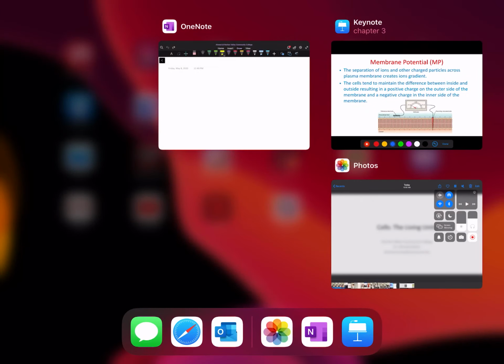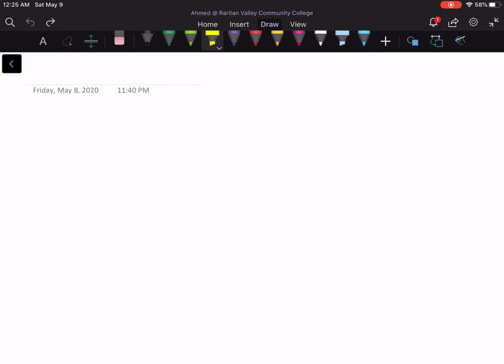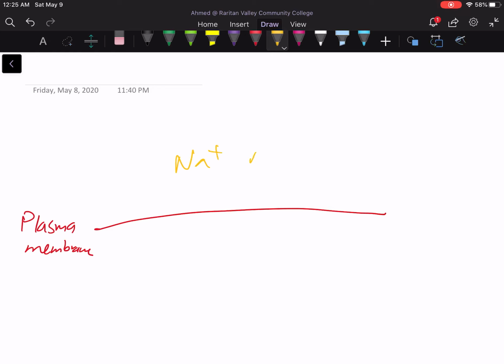For the membrane potential, let's move to OneNote to do some drawing. So we already talked about that the plasma membrane separates ions. So this is the plasma membrane, right? And we said it separates sodium. It prefers that sodiums would stay outside and potassiums would remain inside. Now, along with the sodium and potassium, of course our body contains other ions, other particles. Some of these particles are positively charged and some of them are negatively charged.